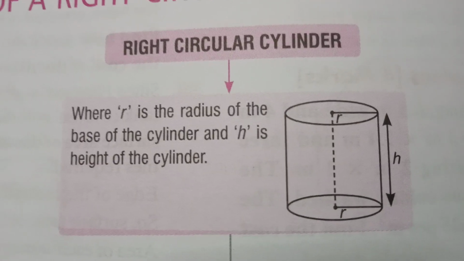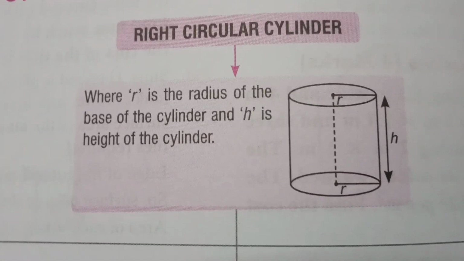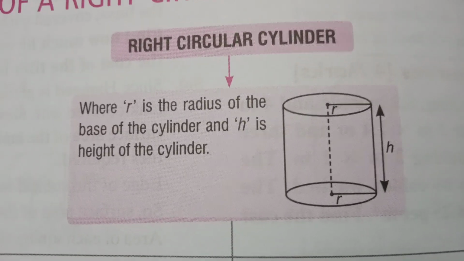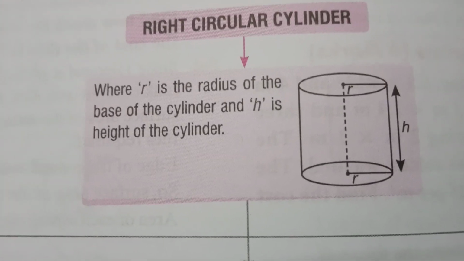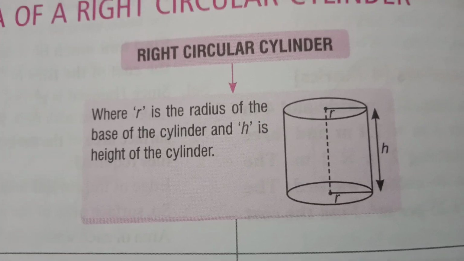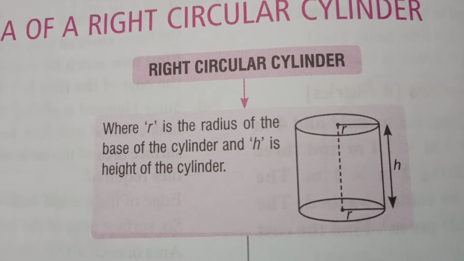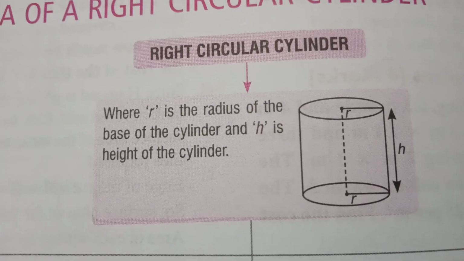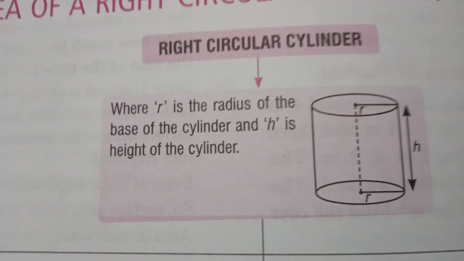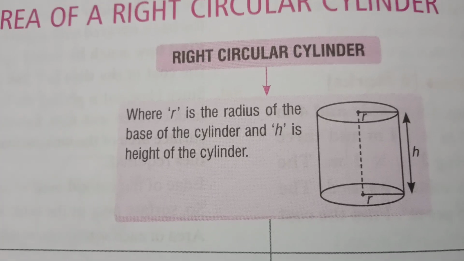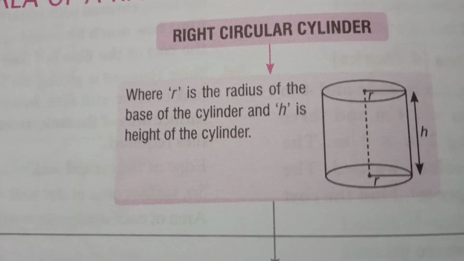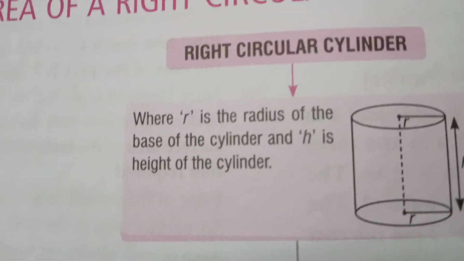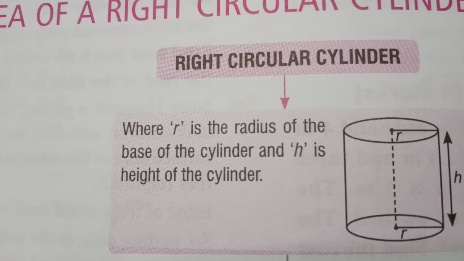Once again we are seeing the cylinder, the right circular cylinder, where the radii of the top and the base are exactly perpendicular to the axis, so when you join the two radii centers, it is exactly perpendicular. So r denotes the radius of the base and also of the top. H is the height of the cylinder.